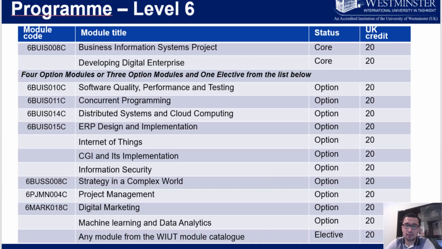Now 2 years have passed, level 4, level 5, and we are in level 6. What modules do we have in level 6? Let's start to see. As you can see, in level 6 you have 2 core modules and many optional modules. Let's start from the core modules.